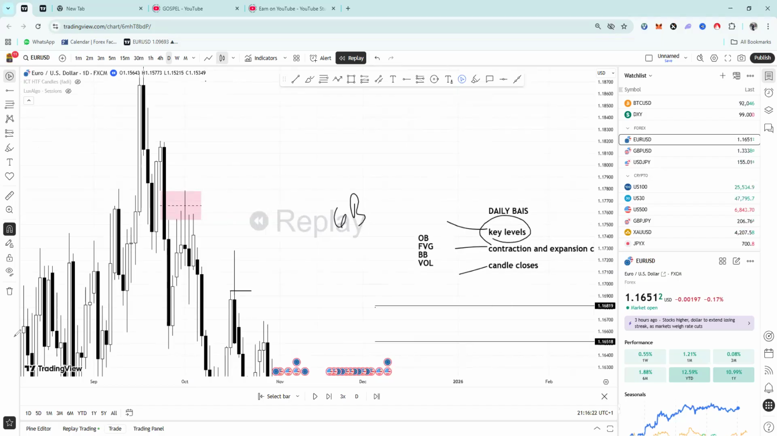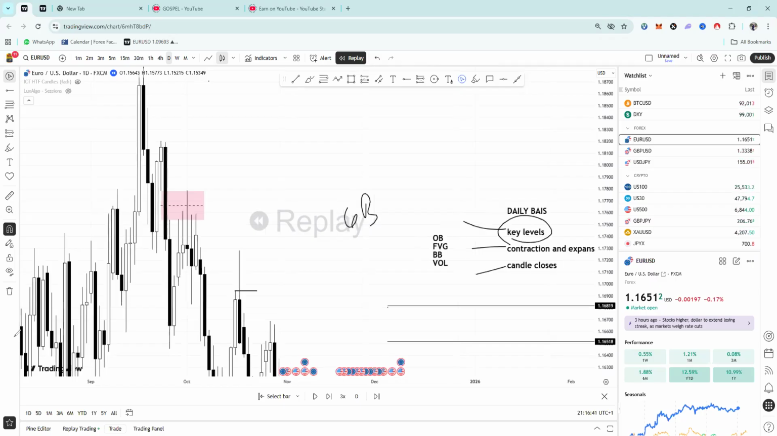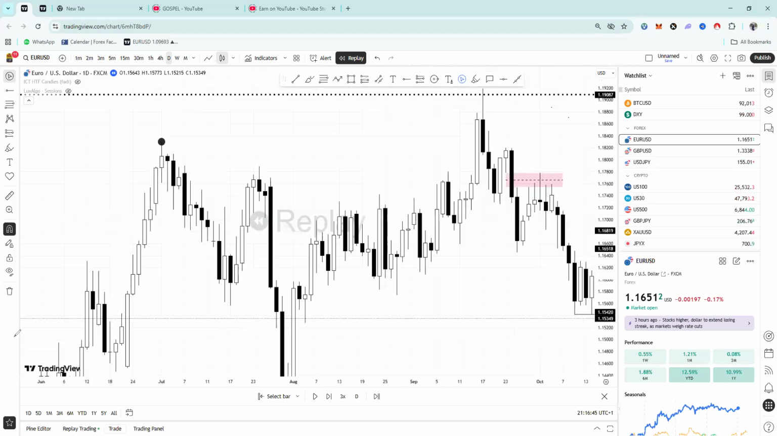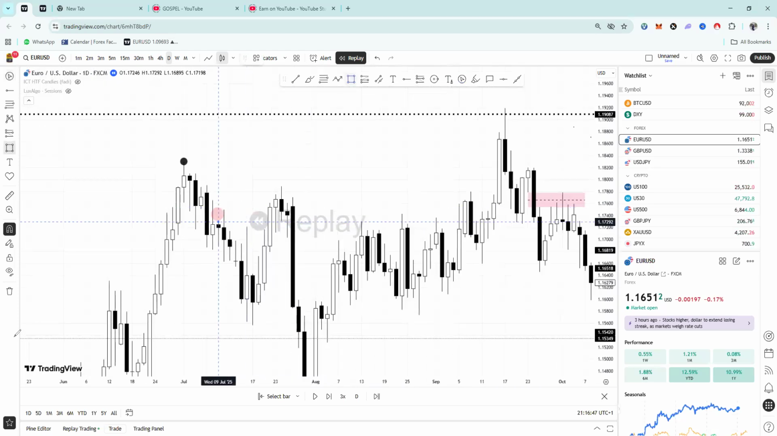Now, with contraction and expansion, when there is a contraction, there's going to be an expansion in the IOF direction. Okay, price will always follow the institutional order flow. So which means when price is contracting, when you start seeing smaller body candles, there is a likelihood of an expansion that is about to happen. Okay, and that expansion will do what? Will happen in the line of the institutional order flow.